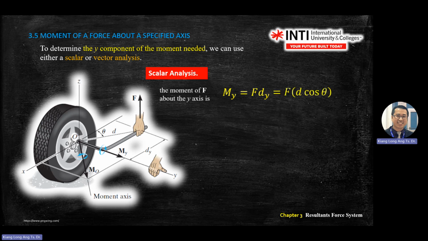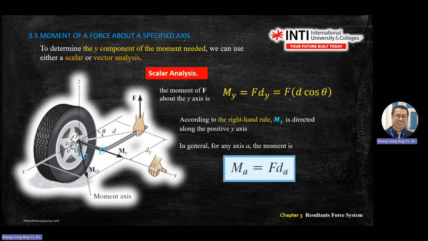Okay. And from this diagram, we need F multiplied by the perpendicular distance, which is this one, d. Your dy is d cos theta, right? This distance, d cos theta. If you're weak in tan, sine, cos, please work hard a little bit. Okay, the rest you read.